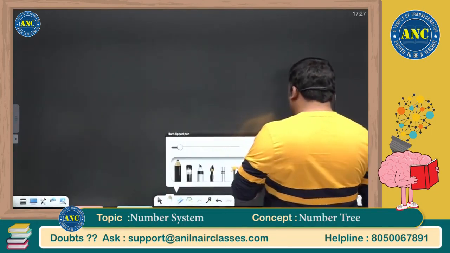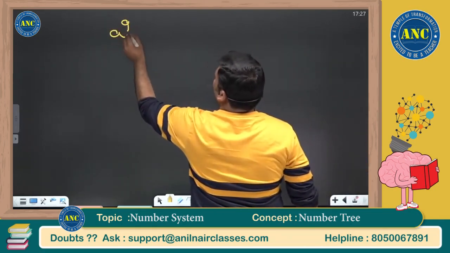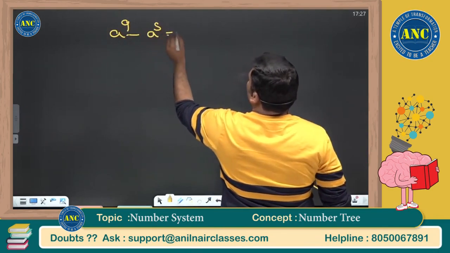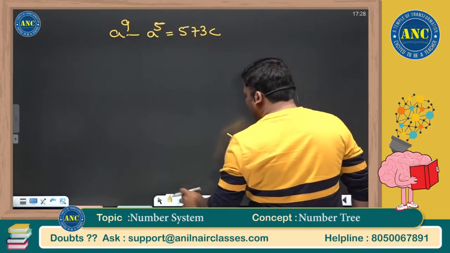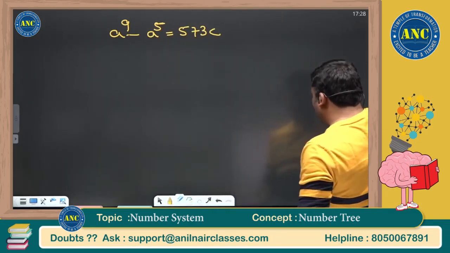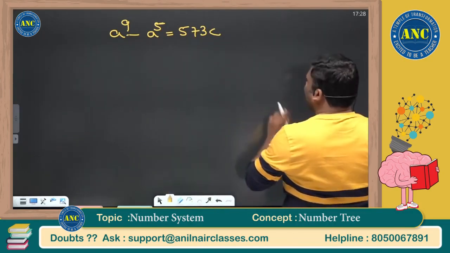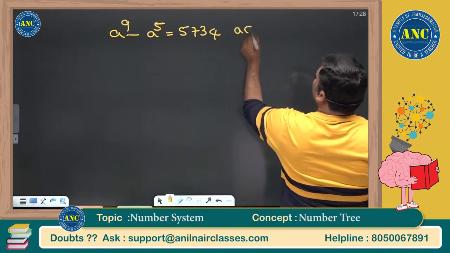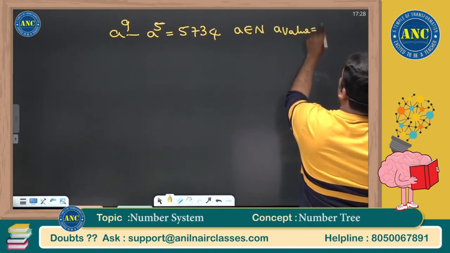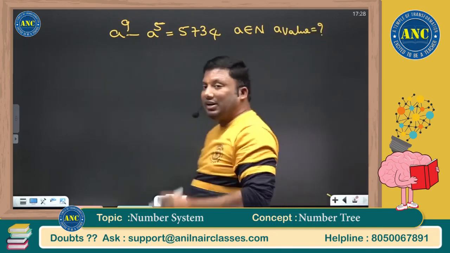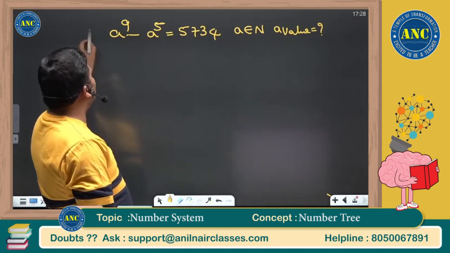Second question. What if the right hand side is an even number? A power 9 minus A power 5 equivalent to 5734. Beautiful question. We will solve it in the class. More than problems, we will solve it in a very unique way. A is a natural number. How many values will A take? A power 9 minus A power 5 equivalent to 5734.